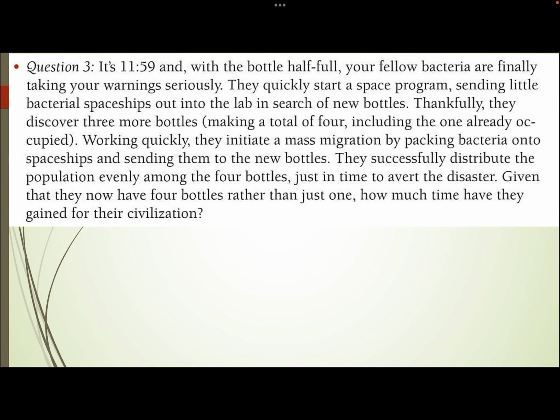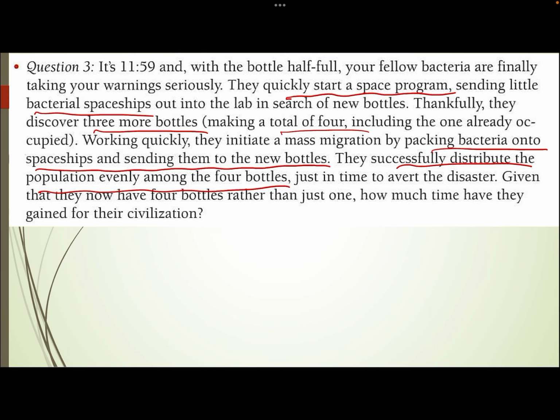So question 3, it's 11:59. With the bottle half full, they start listening to you. They quickly start a space program, sending little bacterial spaceships out into the lab in search of new bottles. Thankfully, they discover 3 more bottles, so you have a total of 4. Working quickly, they initiate a mass migration by packing bacteria onto the spaceship and sending them to the new bottles. They successfully distribute the population among the 4 bottles just in time to avert disaster. Given now that they have 4 bottles, how much time have they gained for their civilization?